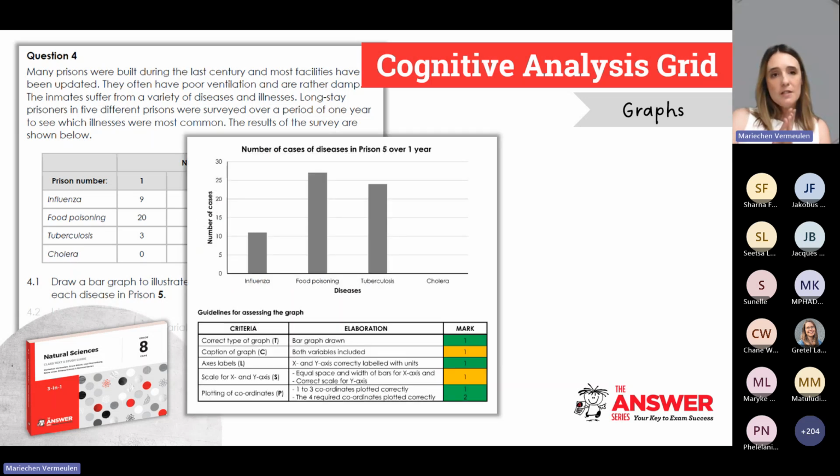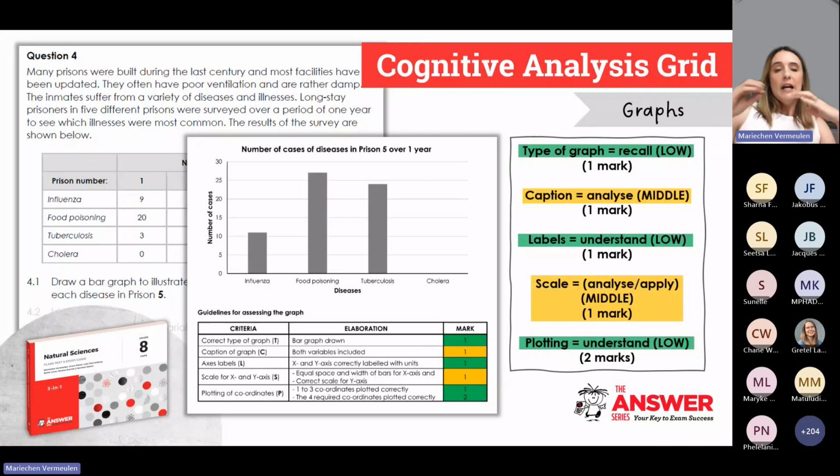Because graphs, if you look at their memos, are marked in sub-skills. It's not 6 marks for the entire drawing. There are marks awarded to certain things, like the type of graph, the caption, the labels. And we can't put all of that on one cognitive level. We have to look at them individually. So this is what it's typical, and you might disagree with me, but I'll give you the rationale behind it. And it's also based on the FET, right? So the type of graph is normally a low order question because it's said in the question, draw a bar graph. So learners just need to remember what a bar graph looks like, okay? Type of graph, low order.